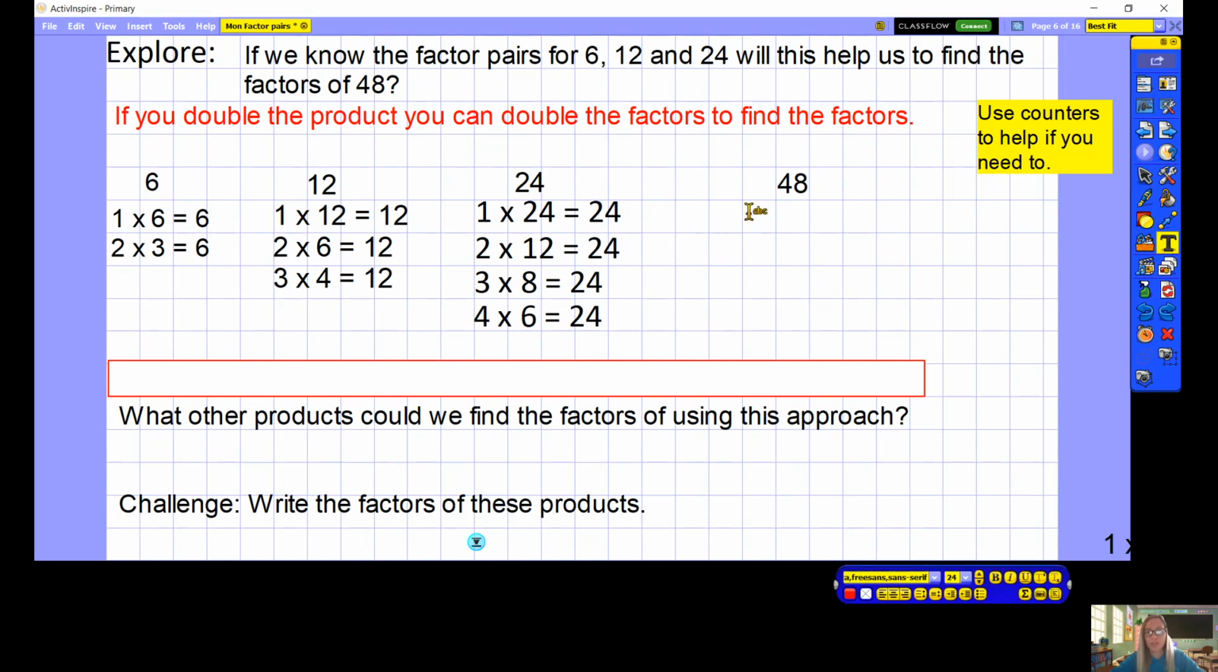Okay, so let's see if you've got these. So I'm still going to write this down in a systematic way, starting with 1 times 48 equals 48. So that's my first factor pair for 48. My next one would be 2 times, and I'm going to double the numbers here to help you. So double 12 is 24, so 2 times 24 equals 48.